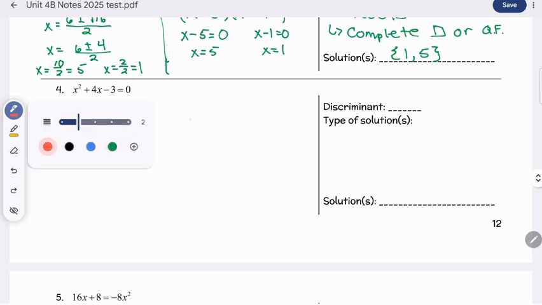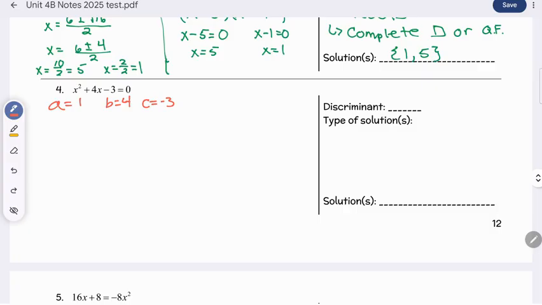Let's go have a little red. All right, so now I've got x squared plus 4x minus 3 equals 0, and I want to know what my discriminant is. So first, I want to list out my a, my b, and my c.